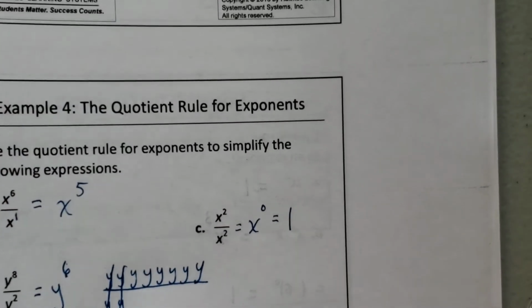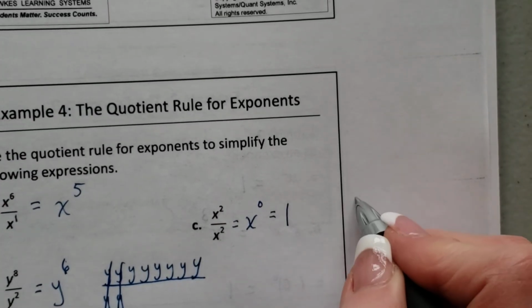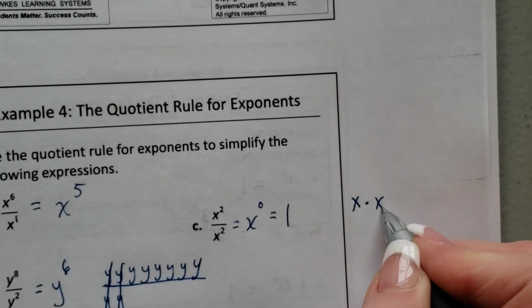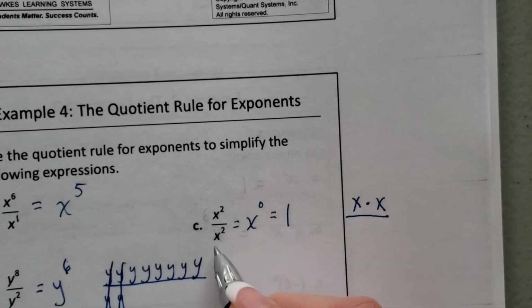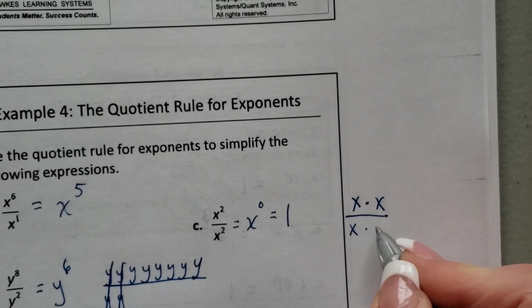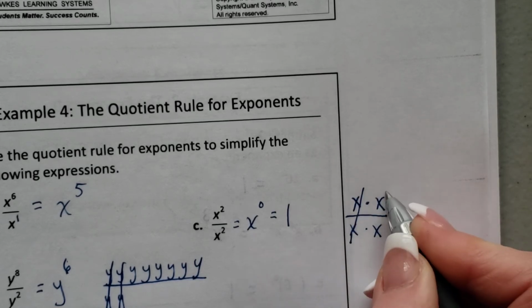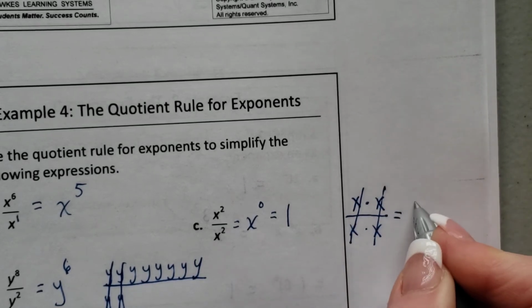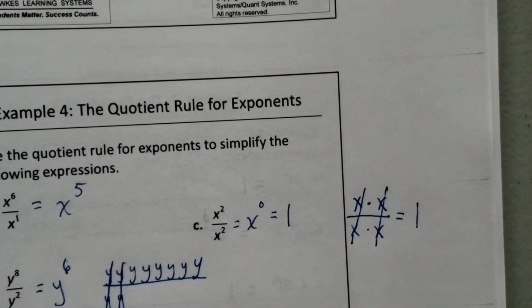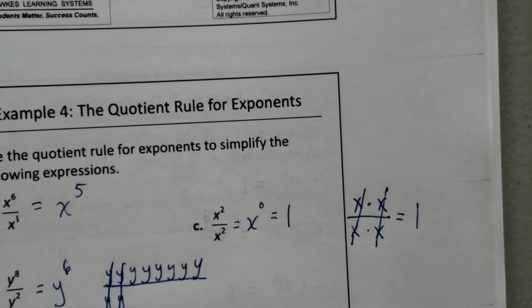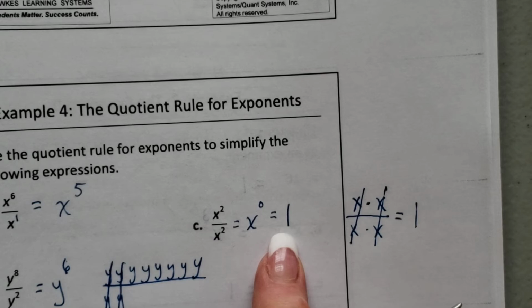Letter C, we could show it the same way. We could show x times x on the top divided by 2 x's on the bottom. Well, if everything cancels out, aren't we left with 1? We're not left with 0 because it's a division problem. We're left with 1, which is what we got here.